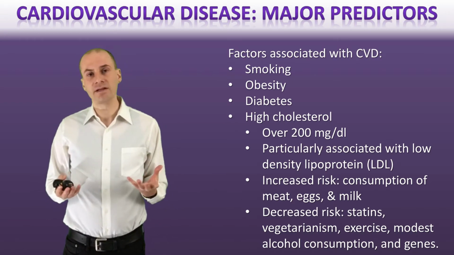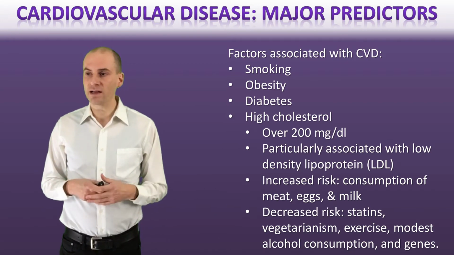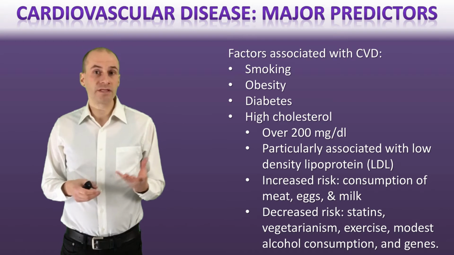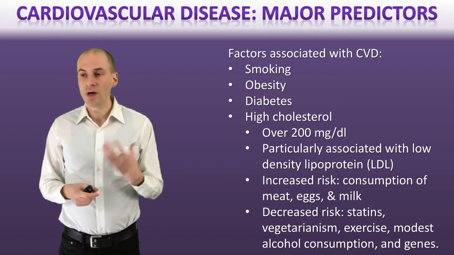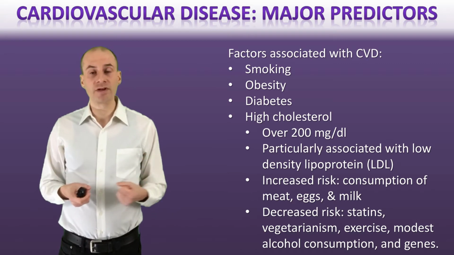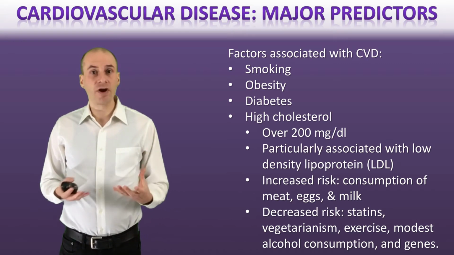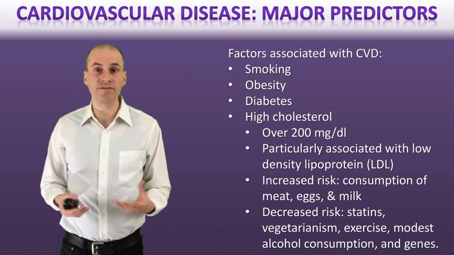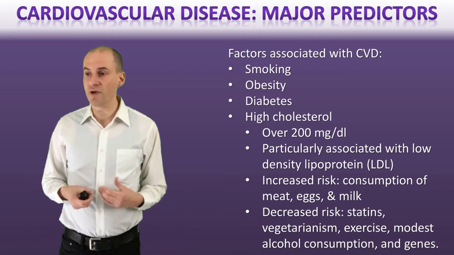So there's a few things that increase your risk for high cholesterol, things like consumption of meat, eggs, and milk. There's other things that we know actually decrease your risk. So one is medication. People who have high cholesterol will very often go on statins. So it's a very common thing. There's even talk about whether we should be using that as a preventive tool, that people should just be taking that regularly.